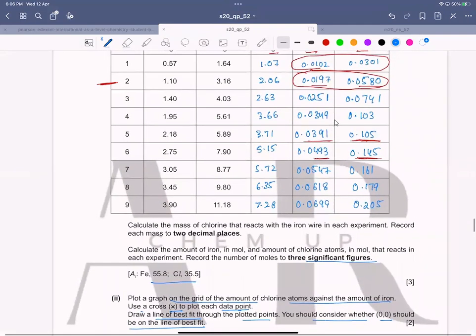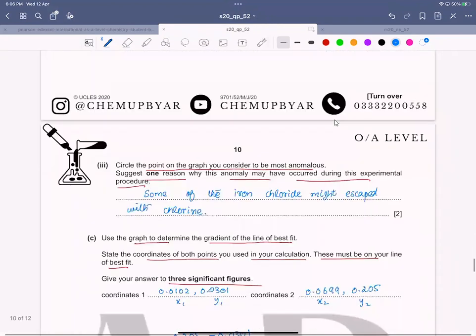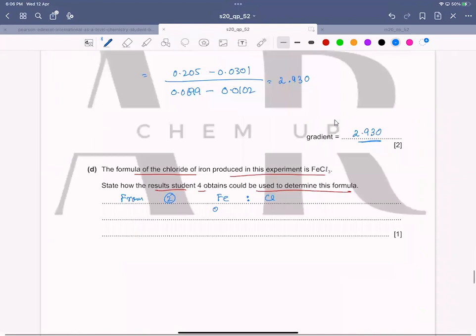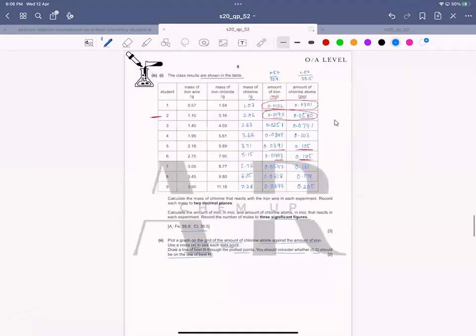Sir, don't we have to use only one value, like for student 4? So it was the results of student 4. We're talking about this one. Okay, yeah, these are the students, sorry. So take the values from student 4. It is 0.0349.